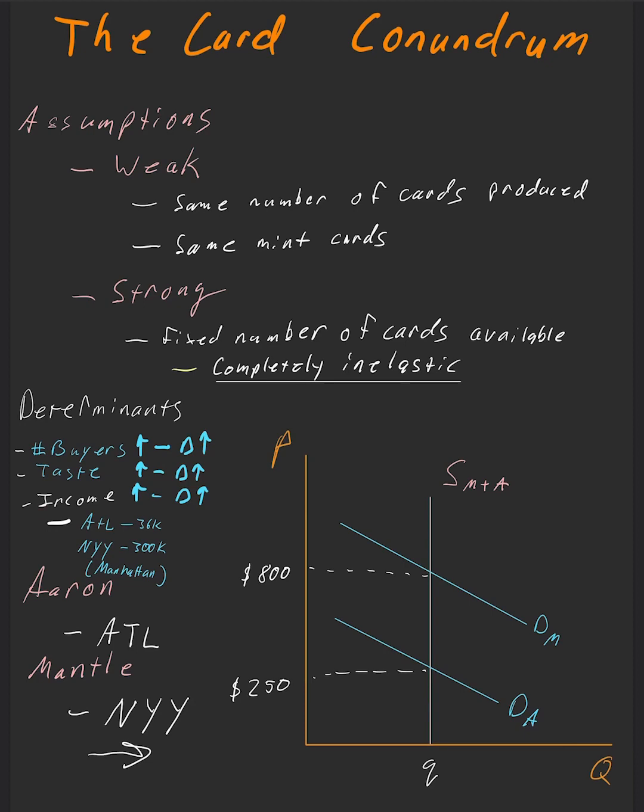And then, of course, finally, income. Atlanta has a median income of $36,000, whereas Manhattan has a median income of $300,000, almost tenfold. And so we're seeing all of these things are going to show a higher demand for the Mantle card than the Aaron card, even though Aaron was statistically the superior player. And this explains the gap in prices.